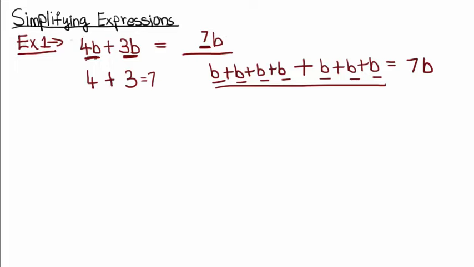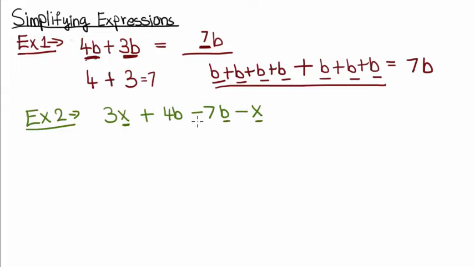Now let's do another example. Let's say in this example, I have 3x plus 4b minus 7b minus x, like this over here. One of the ways in which you can approach the simplification of this variable expression over here is by bringing the families together. You realize that you have a family of x's and you have a family of the b's over here. Since one b and one x cannot be combined together because they're from different families, we need to combine the x's together and we need to combine the b's together.